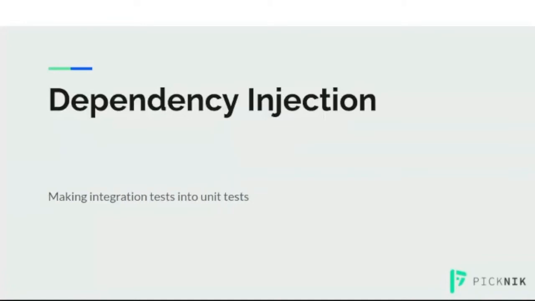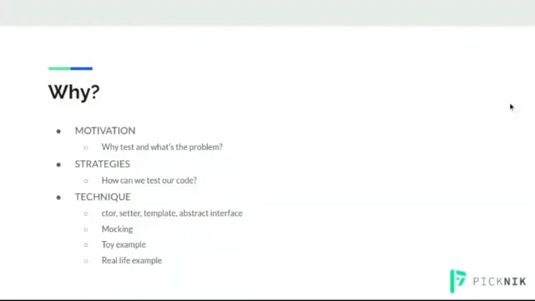Okay, so hi everybody. Thanks for coming to my tech talk on a technique for testing called dependency injection, or at least the way I like to think about it is a way to turn your integration tests into unit tests. So we're going to talk a little bit about why, like what's the thing that we're trying to solve here, some strategies on how it's normally solved. And then we're going to get a little bit into the technique with some live coding examples and a ROS example.